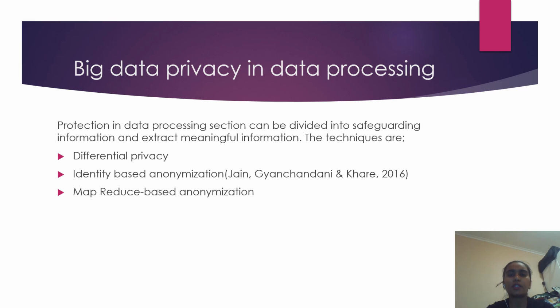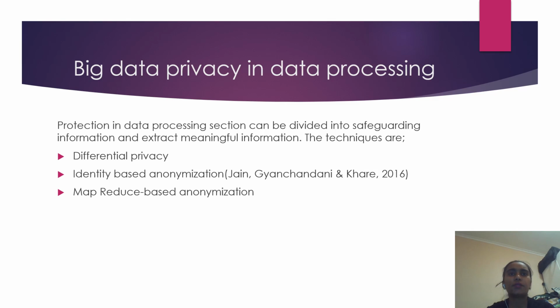It's big data privacy in data processing. The model groups systems into batch, graph, and machine learning processing. Data privacy protection mechanisms during processing can be grouped into two stages. In the first phase, the main objective is to protect data from unsolicited disclosure, whereas in the second phase, the main objective is to extract meaningful information from the data without violating privacy.